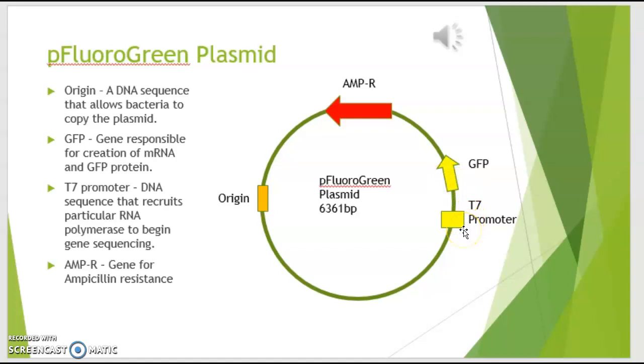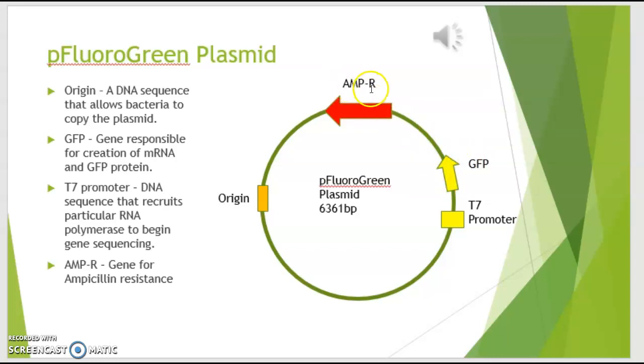The T7 promoter recruits a particular type of RNA polymerase that is needed for the GFP gene to be expressed and turned on. So essentially the T7 promoter is an on or off switch that we will talk about a little bit more later. The GFP gene is the gene that is the instructions for making the GFP protein. So it's very important in our lab, as all these really are.